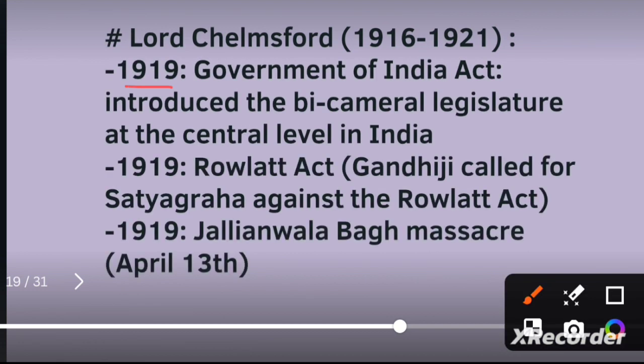1919, Government of India Act introduced bicameral legislature at the central level in India. 1919, Rowlatt Act. Gandhiji called for Satyagraha against the Rowlatt Act. 1919, Jallianwala Bagh Massacre, April 13.